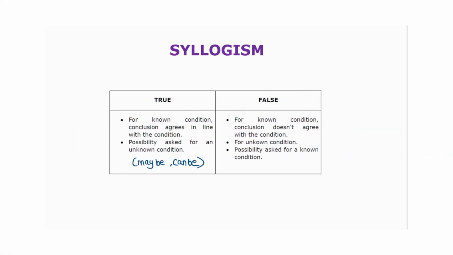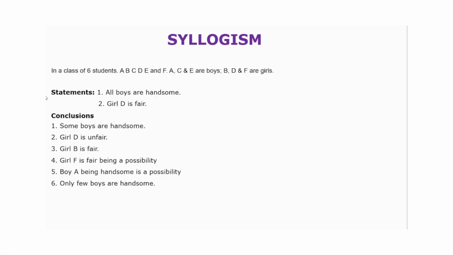Let me give an example. In a class of 6 students, A, B, C, D, E and F, A, C, E are boys, B, D, F are girls. The statement is given that all boys are handsome and girl D is fair. The first conclusion is, some boys are handsome. Is it true or false?